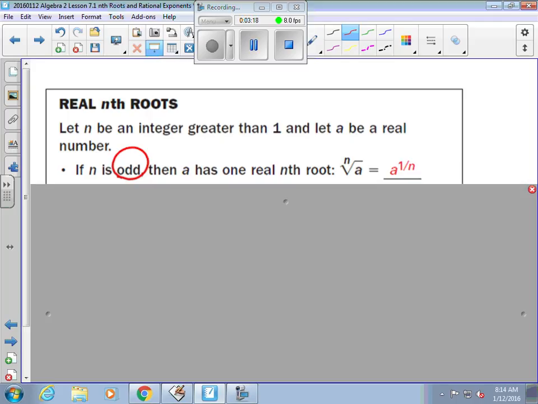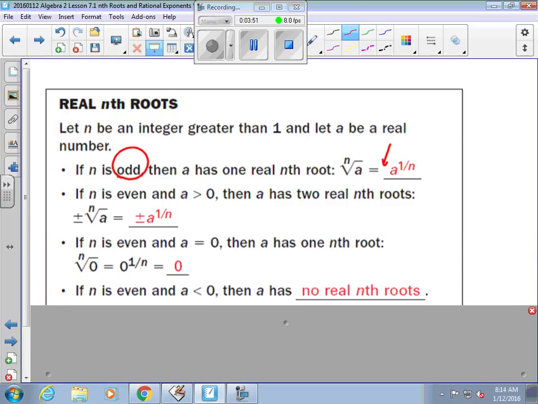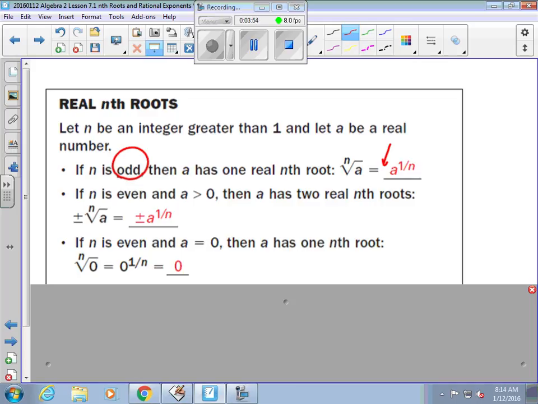When it's odd like this, the nth root of a is a to the 1 over n. When n is even and a is greater than 0, that means it's positive. Anytime you see that symbol greater than 0, you're not talking about any negative numbers. Then it's both positive and negative a to the 1 over n, not just positive like this one. So it has 2 real roots. And if n is even and a is equal to 0, then a has 1 nth root.